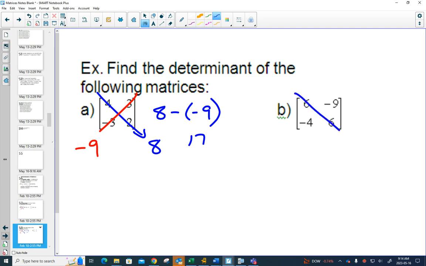Second one, 36 minus 36 would give me a determinant of 0.